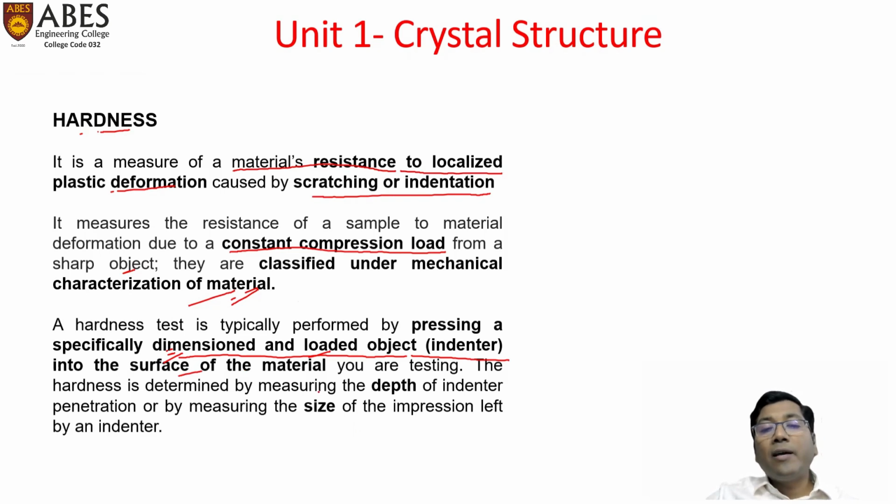The hardness is measured by measuring the depth of indenter penetration after applying a specifically mentioned load with a specifically dimensioned indenter. How much depth of penetration is created, or by measuring the size of the impression left by the indenter. There are two methods of getting the hardness result: by measuring either the depth of indenter penetration or the size of the impression left by the indenter.